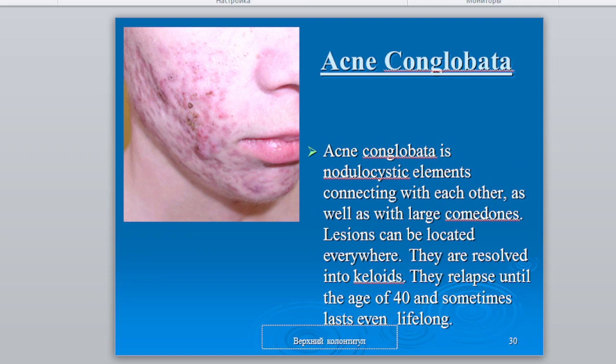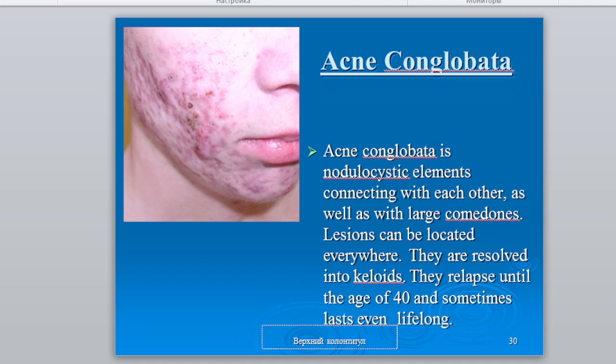Next, acne conglobata. Acne conglobata is nodulocystic elements connecting with each other, as well as with large comedones. Lesions can be located everywhere. They are resolved into keloids. They relapse until the age of 40 and sometimes last even lifelong.